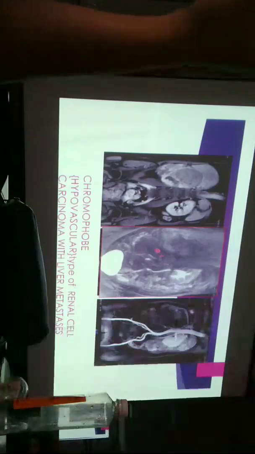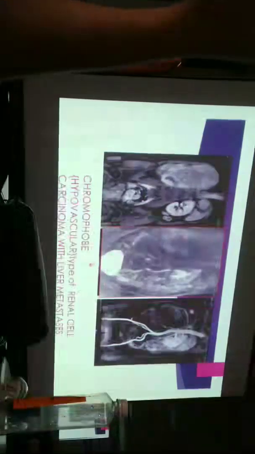So this was a chromophobe type, and this is someone that had liver metastasis. This variant is relatively hypovascular compared to the clear cell type, which is the commonest type of RCC.